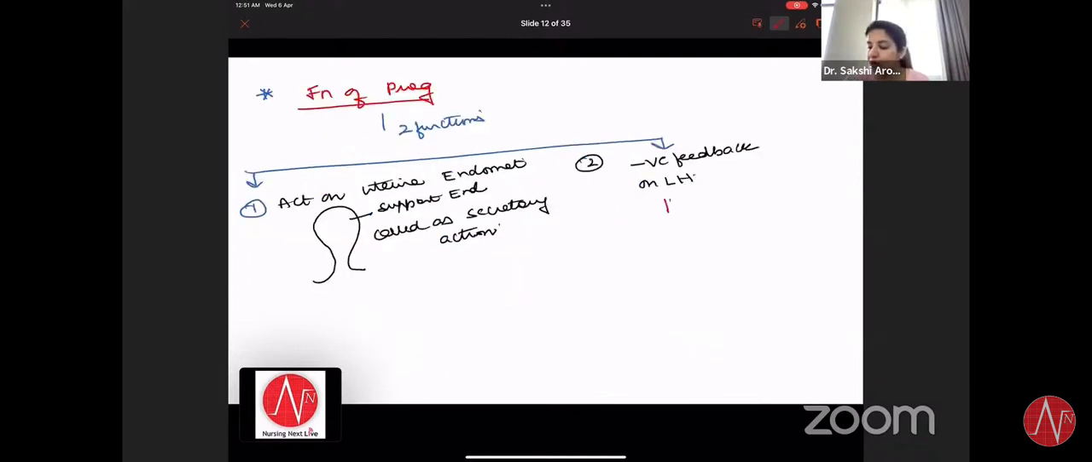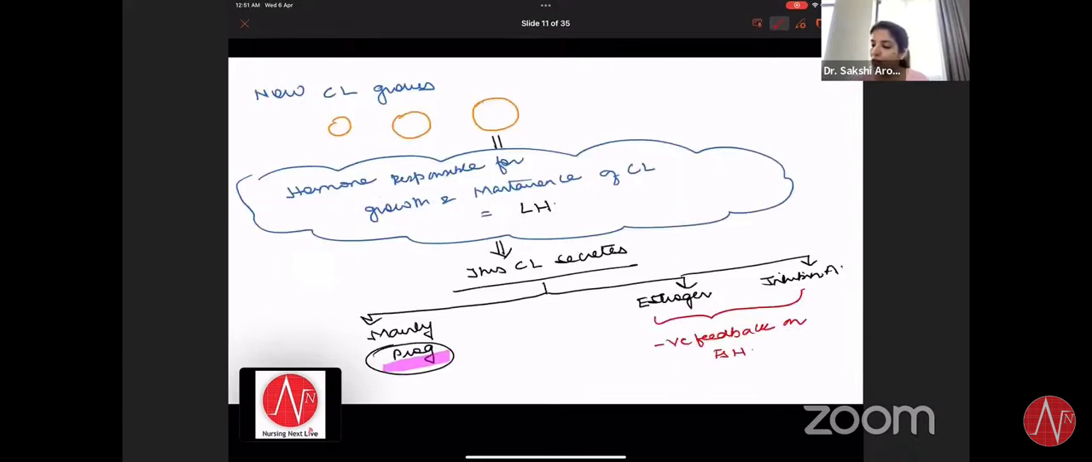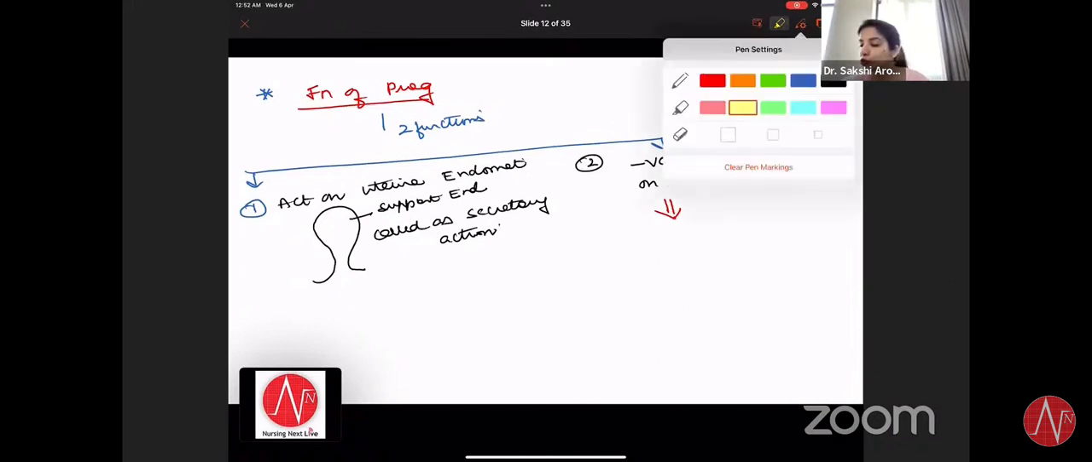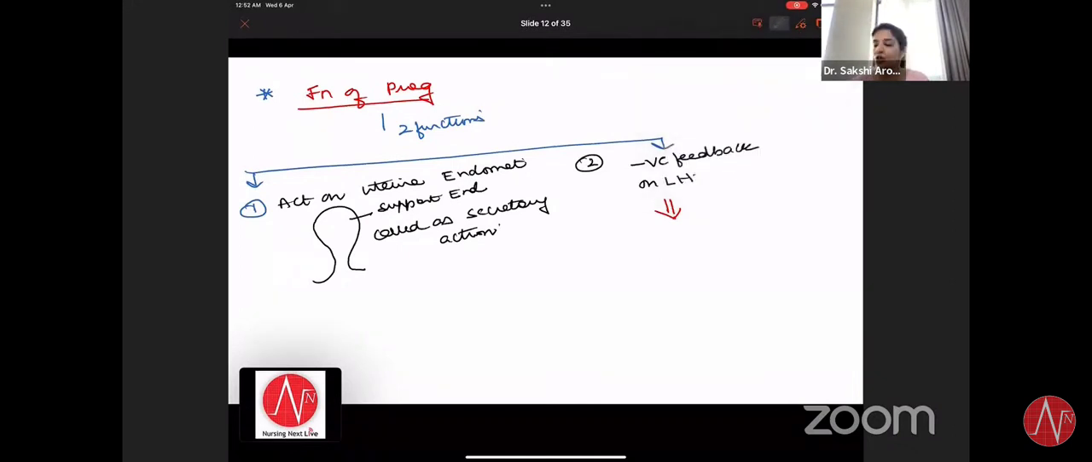Now, because progesterone will have a negative feedback on LH, and just now I told you that the hormone which is needed for growth and maintenance of corpus luteum, जो hormone corpus luteum को grow करा रहा है, जो hormone corpus luteum को maintain करा रहा है, वो है LH. And progesterone ने उसी hormone को कम कर दिया. तो जब progesterone LH को कम कर देगा, so what is going to happen to corpus luteum? Corpus luteum will start degenerating.